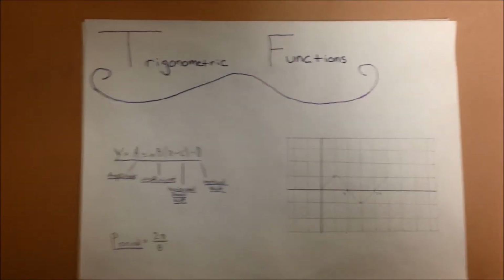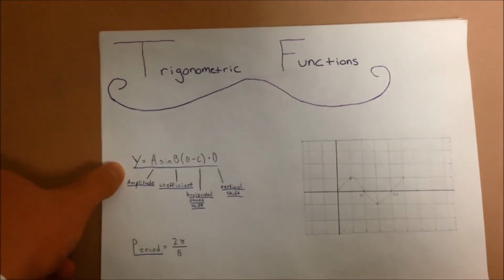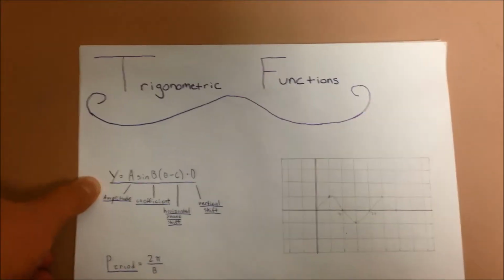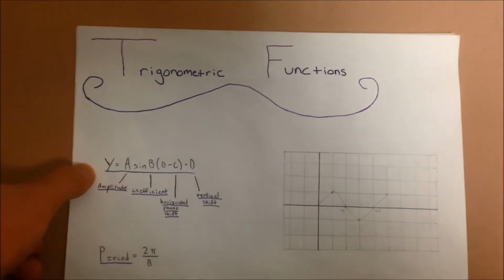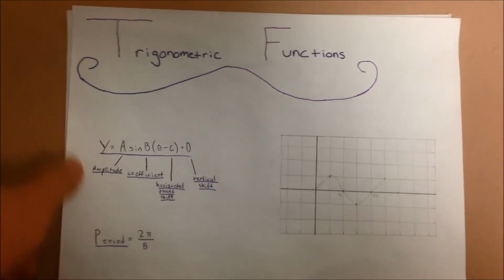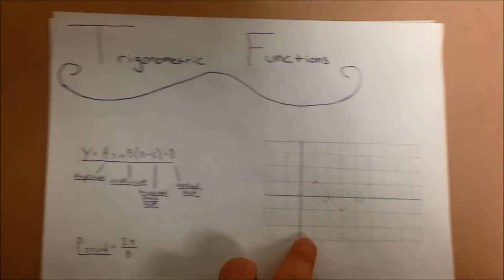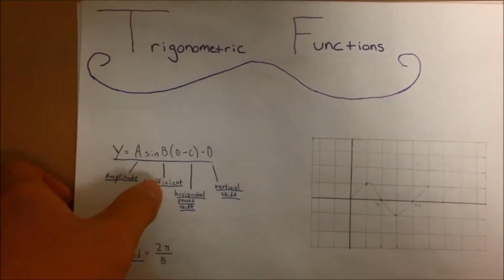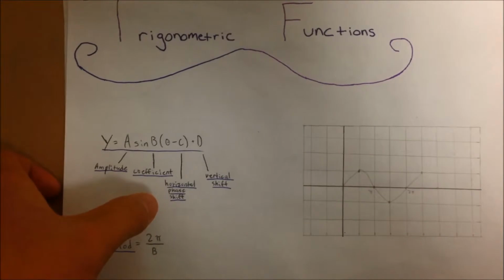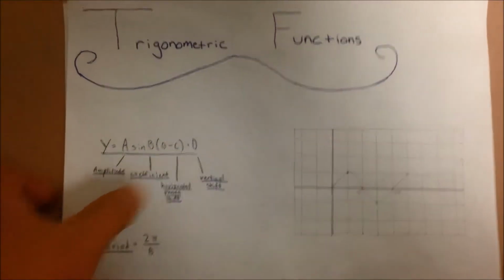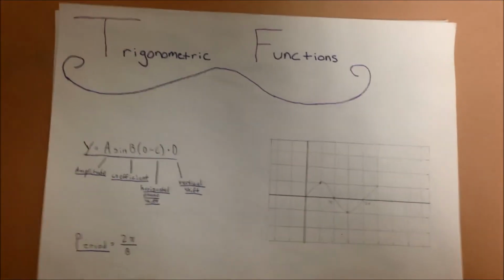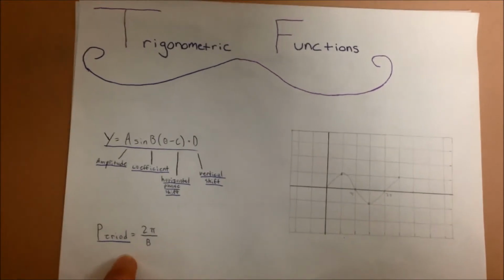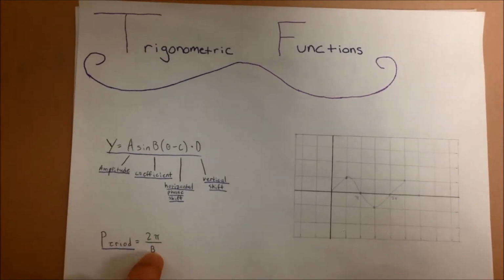Trigonometric functions. This graph is a trigonometric equation, and you would use this to graph, and the variables are amplitude, coefficient, horizontal phase shift, and vertical shift. And to graph, you will also need the period, which is 2 pi over the coefficient.